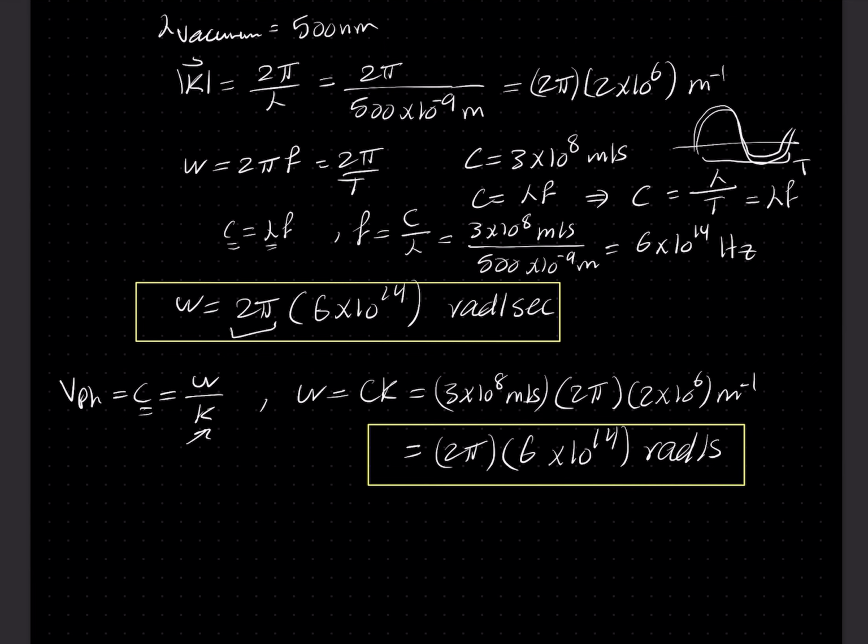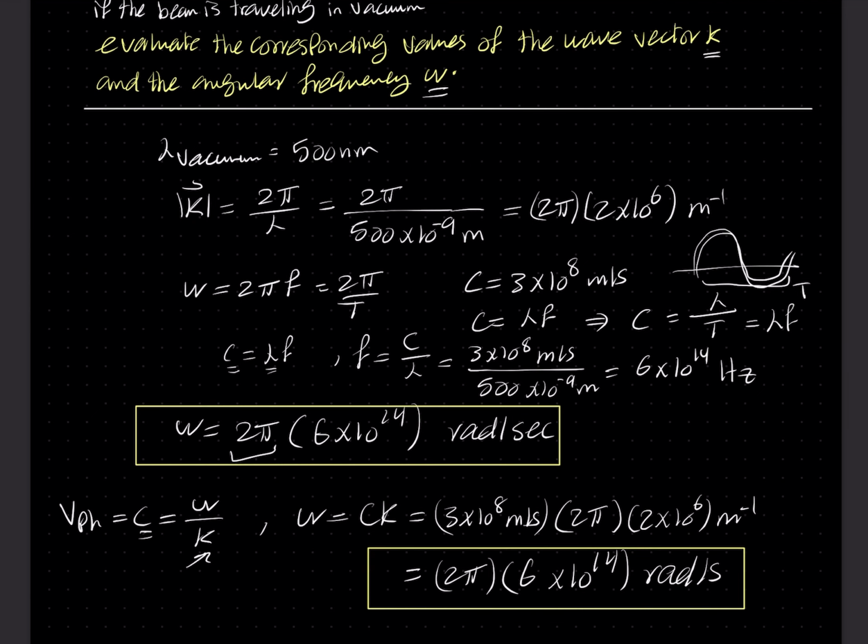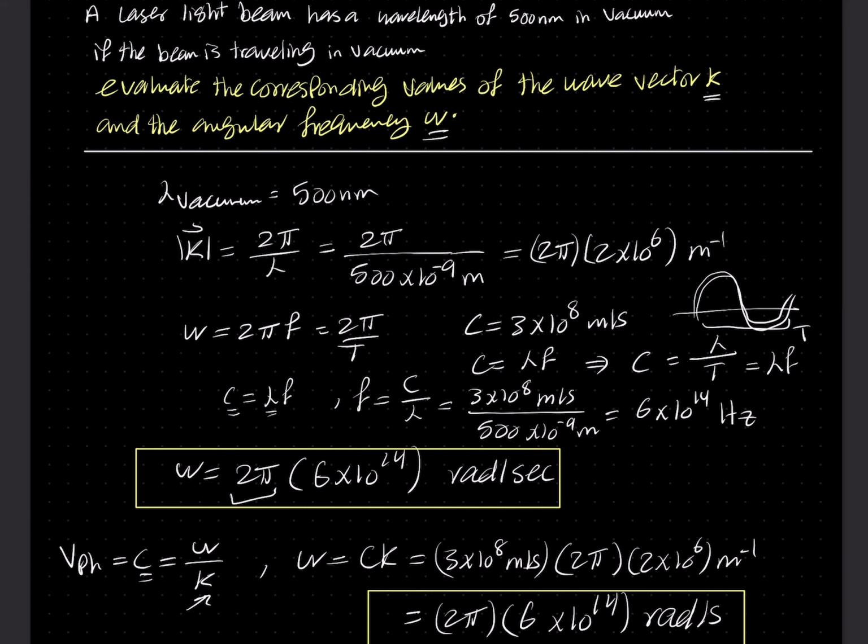So in this problem, we were able to calculate the wave vector magnitude of k and the angular frequency omega in vacuum. Now, assuming that this laser light is traveling through a medium that has a certain index of refraction n, and it's not traveling through vacuum, how would this problem change?